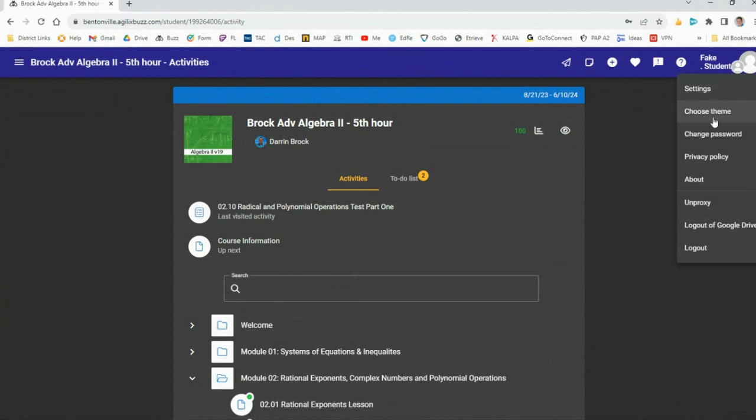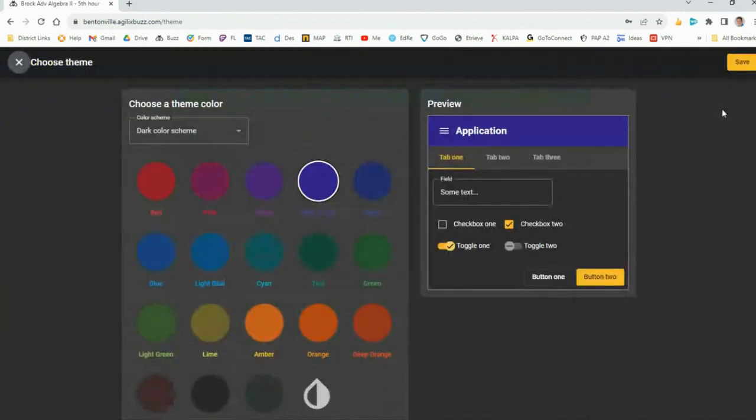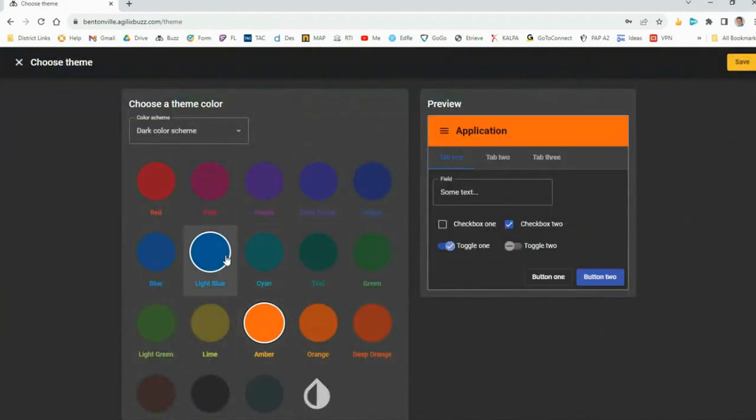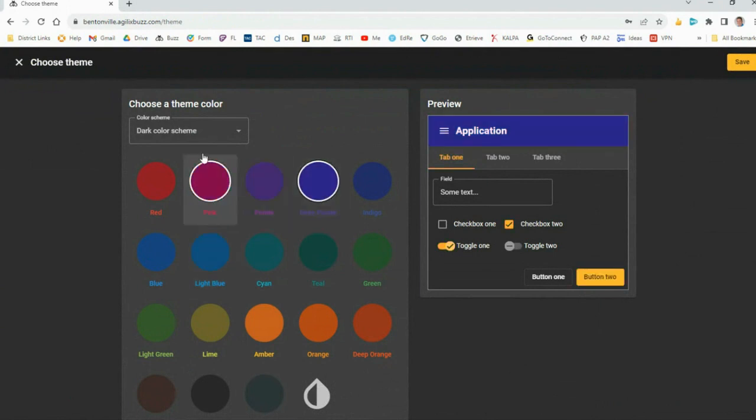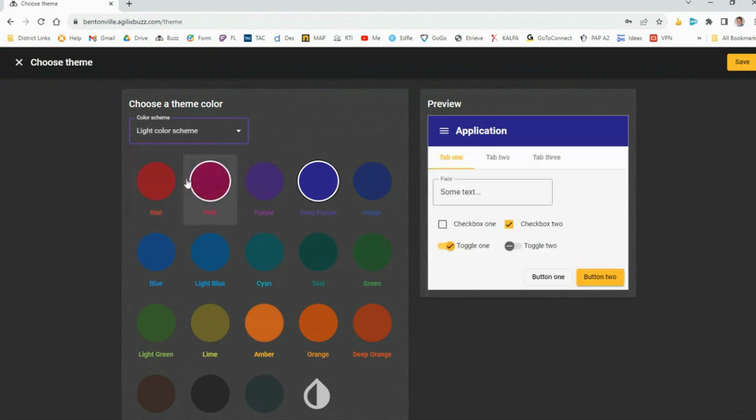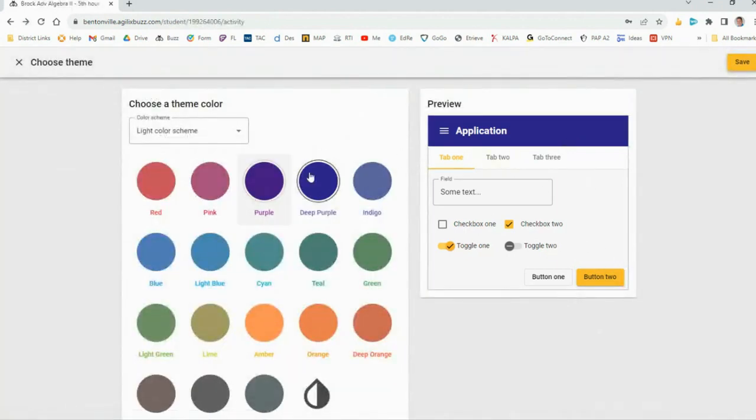you can go to Choose Theme right here. If you go there, it'll show all these colors. You can choose the color. That's fine. But right here, it says dark color scheme. You can change that to light color scheme. And then when you hit save, see, now it's a light background.